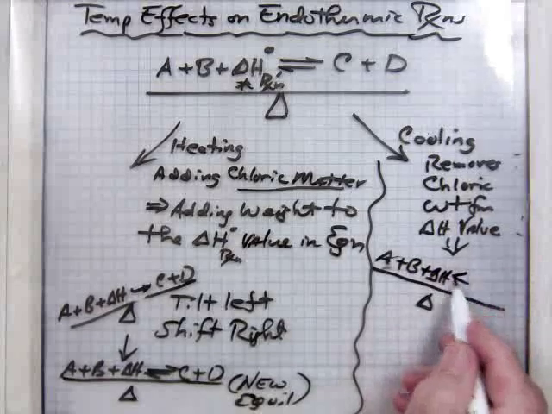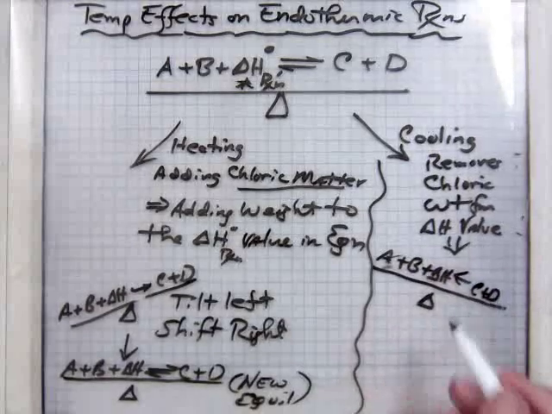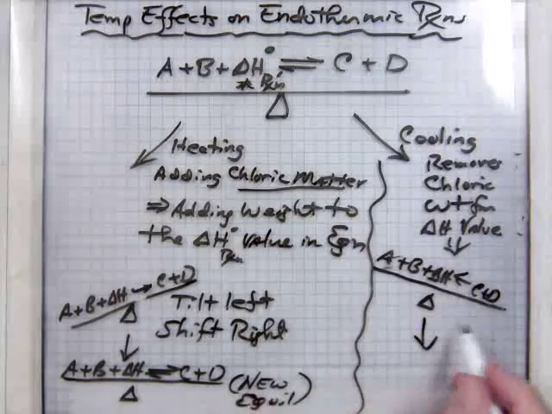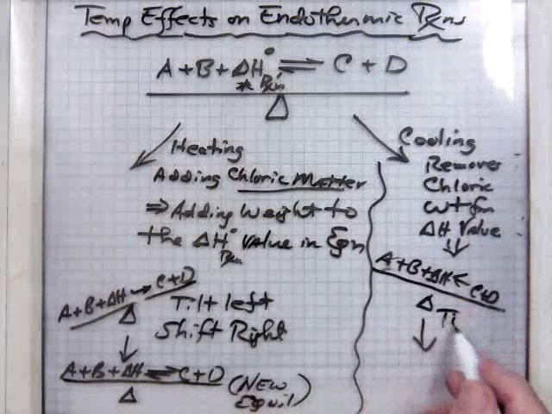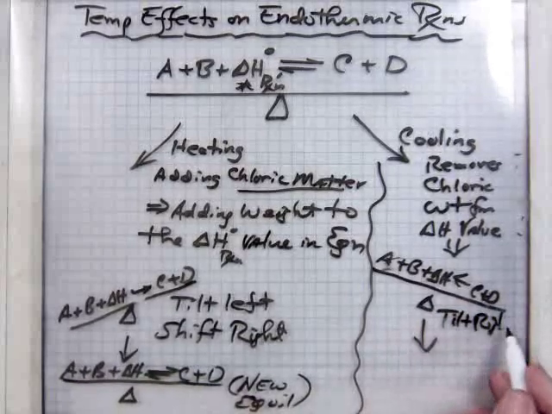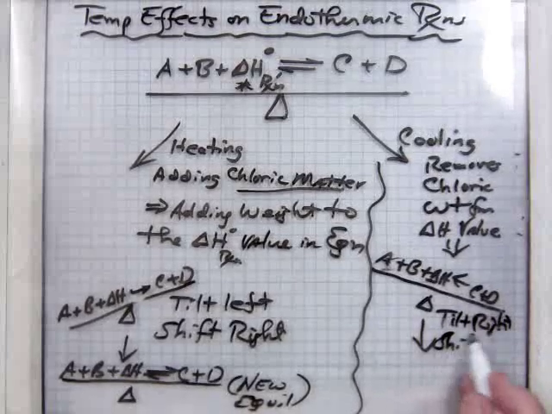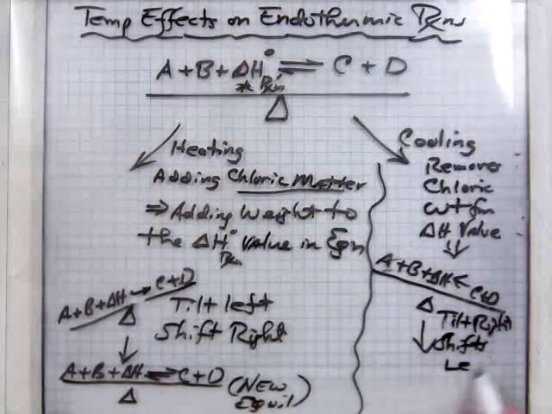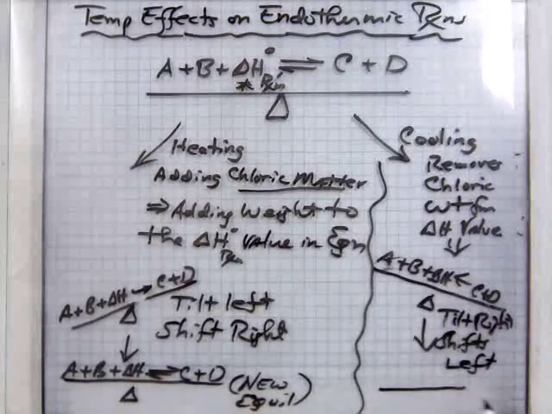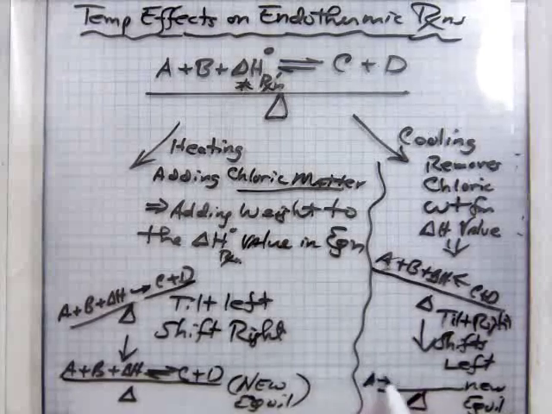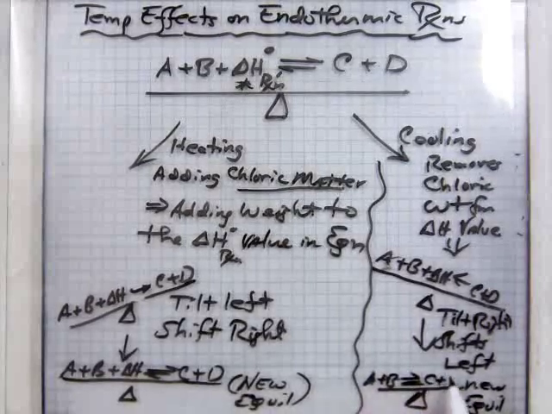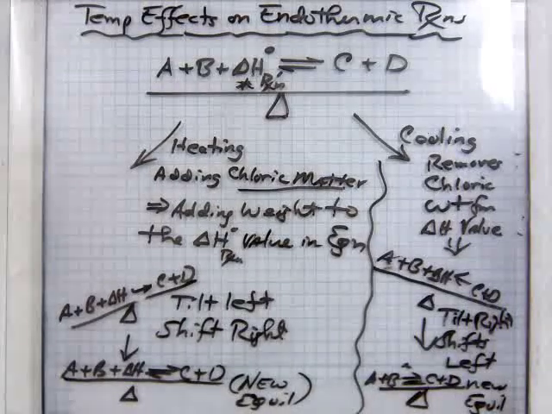And it shifts to the left, and C plus D. So it tilts right, and you have your new equilibrium. And of course you've got your energy number in there, like that. Well, the exothermic performs just the opposite.